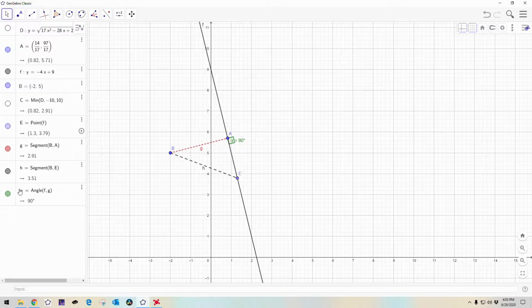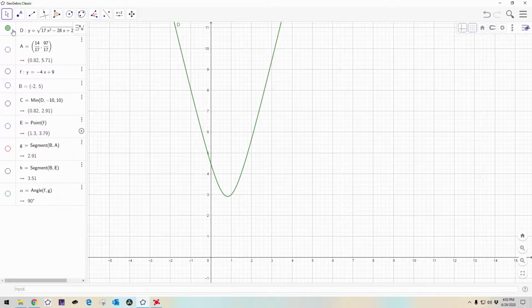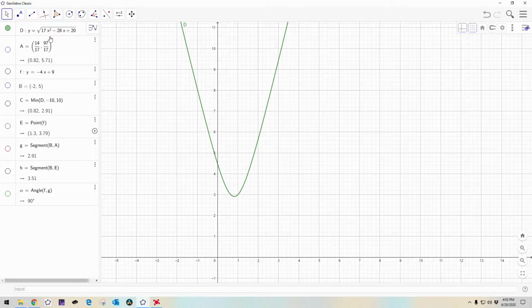But remember, we actually computed also that it was this minimum point. And we did that by creating a function y equals the square root of 17x squared minus 28x plus 20. Here's that function. Notice it does actually have this minimum point. It happens at 0.82, which you'll notice is the 14 over 17, and it calculated the 2.91 distance, which is that minimum distance that we already have seen.